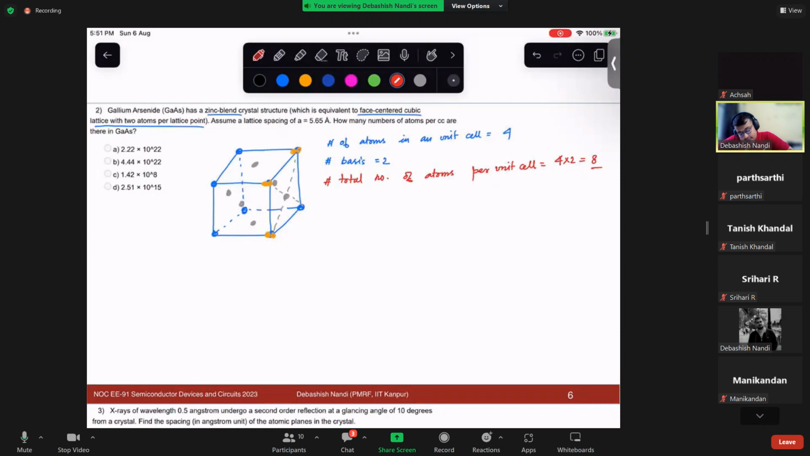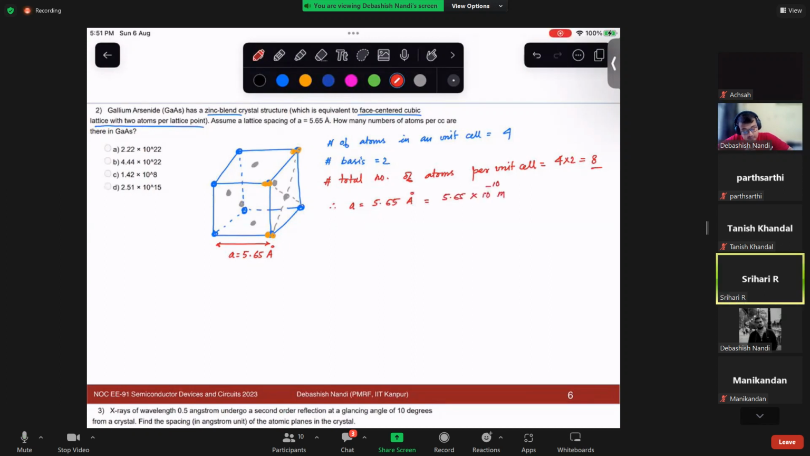Then they are telling us to assume a lattice spacing of A equal to 5.65. What is the lattice spacing? Lattice spacing is this one, the spacing between two lattice points in a unit cell, the unit cube. This is 5.65 angstrom. So A is 5.65 angstrom, that is 5.65 into 10 raised to minus 10 meter.